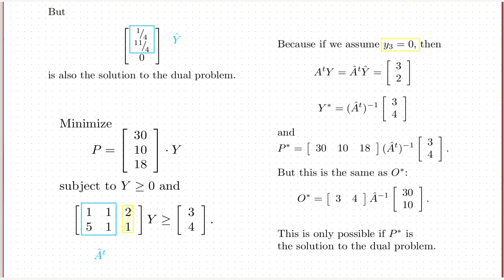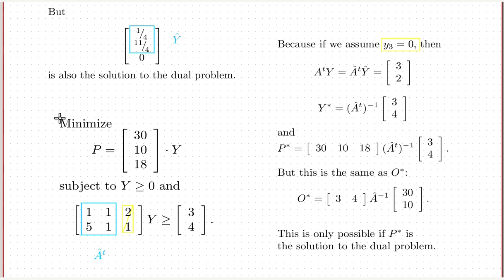But this vector of sensitivities that we just came up with, 1/4, 11/4, 0, has another important significance. It is also the solution to the dual problem. Let me go through and explain why. First of all, let me state the dual problem. The dual problem would be a minimization problem where we're trying to minimize the quantity, I'll call it P. P equals (30, 10, 18) dotted with some vector y. y has to be non-negative, and A transpose times y must be greater than or equal to (3, 4).